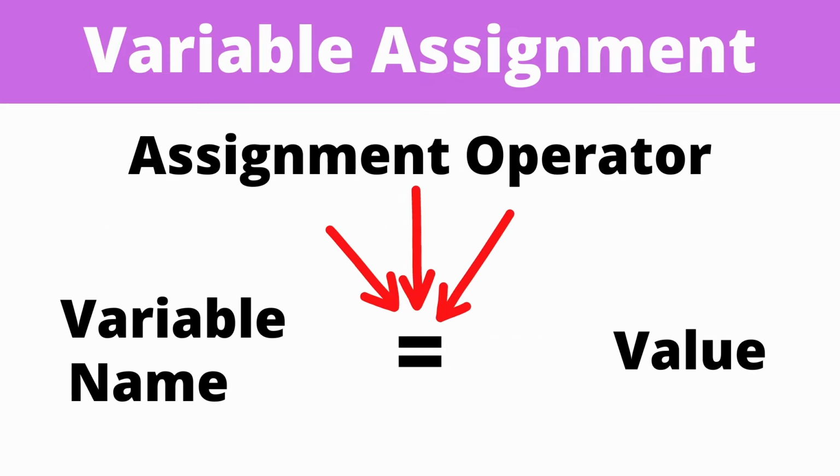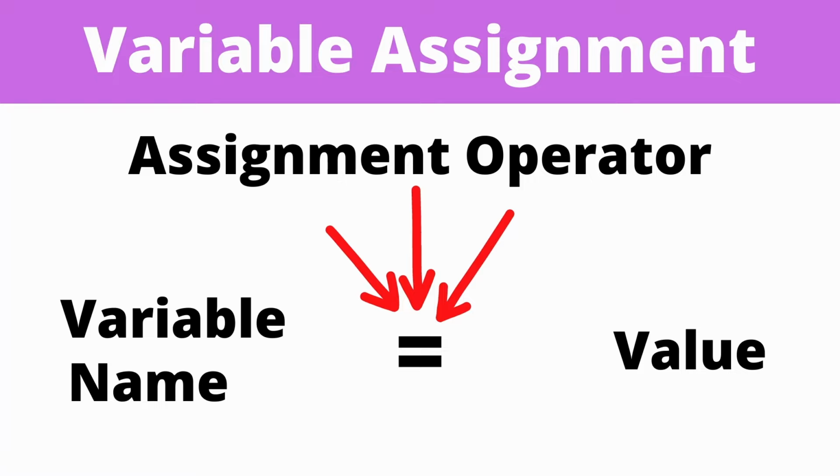It's very easy to assign a value to a variable in Python. First, you write the name of the variable on the left, followed by an equal sign, and then the value you want to assign to that particular variable. Please note the three red arrows pointed to the equal sign.